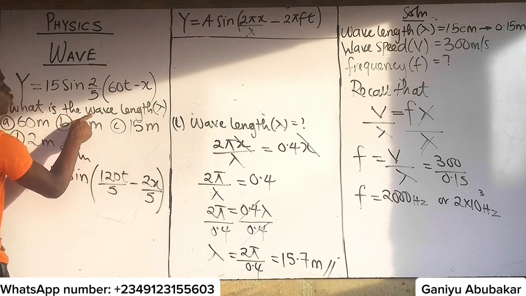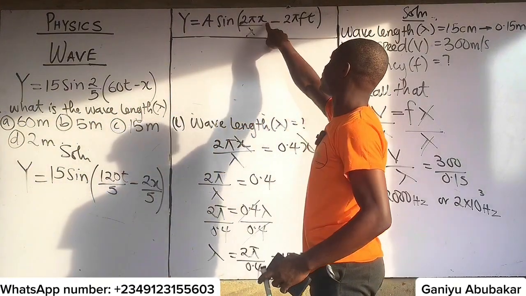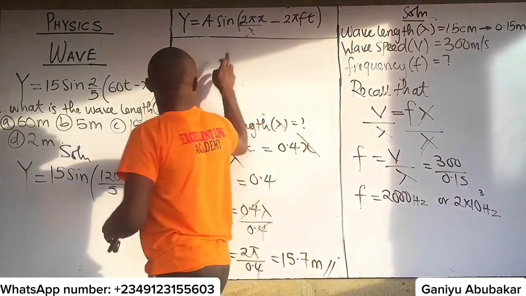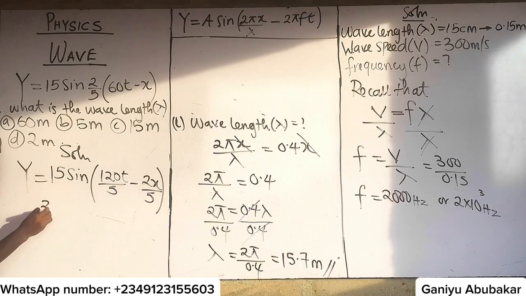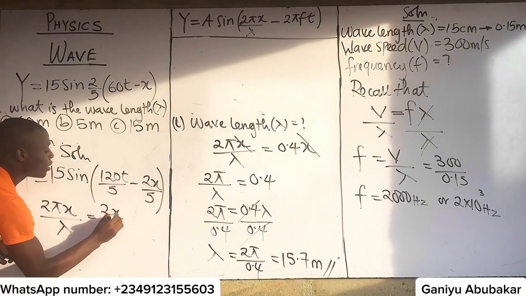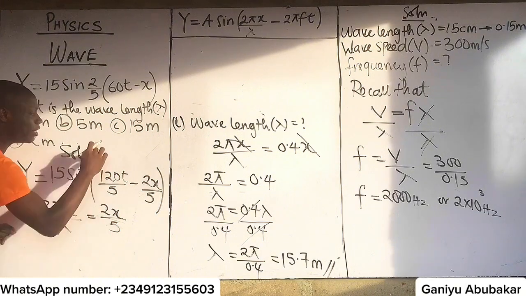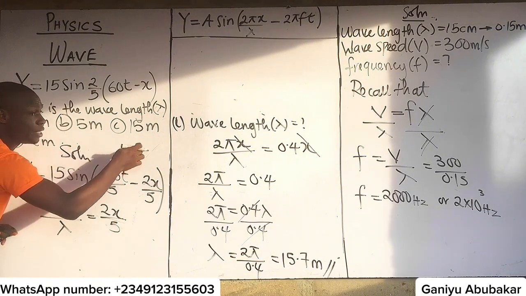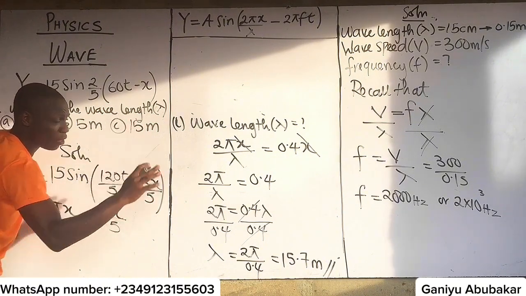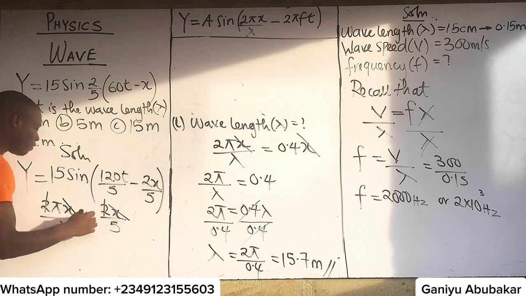Compare. I'm looking for what? Wavelength. That's lambda. Between x and t, which one has lambda? That's x. So I'm comparing both x equations, these two x equations, together. So I'm having 2 pi x over lambda is equal to what? 2x over 5. If we have the same value, or perhaps the same alphabet, on both the left hand side and right hand side of the equation, they can cancel out. So x cancels out x here, 2 cancels out 2 here. So I'll be left with what?